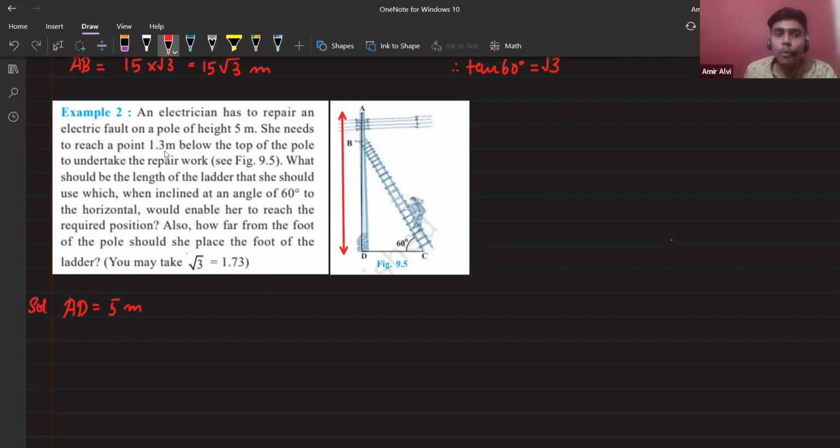She needs to reach a point 1.3 meters below the top, which means the value of AB, the question said, is 1.3. Very good. So the value of BD will be 5 minus 1.3. AD minus AB, you will get BD. 5 minus 1.3. What will be the answer? 4.7.